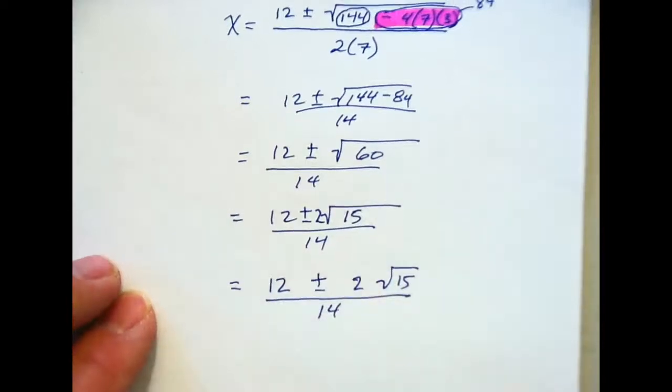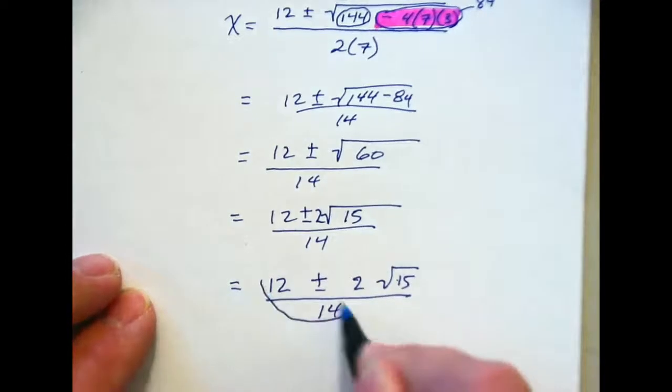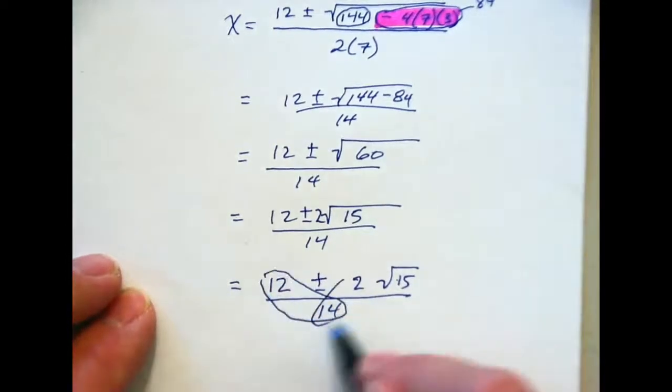If things are outside of the radicals, then you can simplify them. I can't deal with a 14 and a 15. There's nothing that goes into them anyway, but even if there was, I couldn't simplify because this one's in a radical and this one's not. But I can simplify here and there.